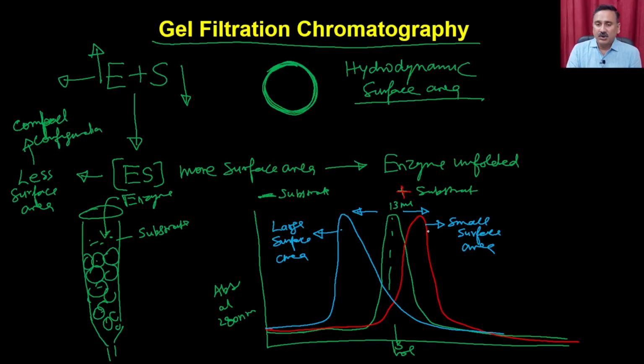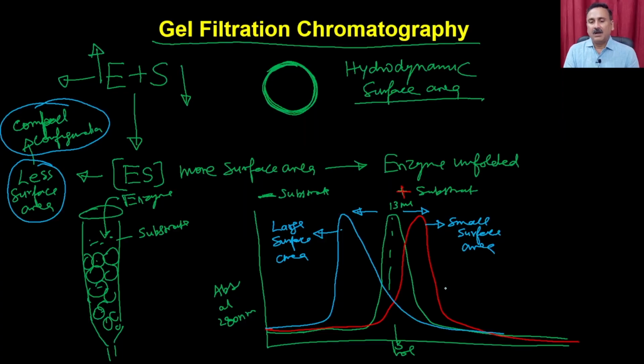It is very unpredictable, and very difficult to say whether the substrate will shift the enzyme in the right direction or in the left direction. But the majority of substrates, when they form the enzyme-substrate complex, make the surface area smaller, so the structure becomes more compact rather than more unfolded. But there are examples where the substrate unfolds the enzyme, and it acquires a larger surface area.